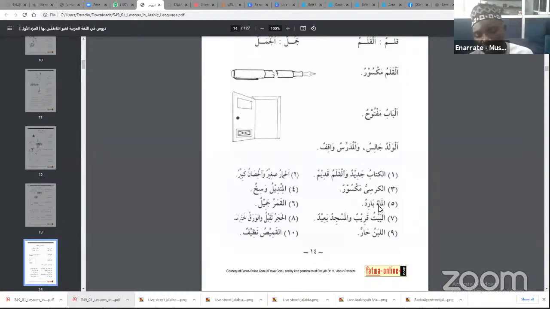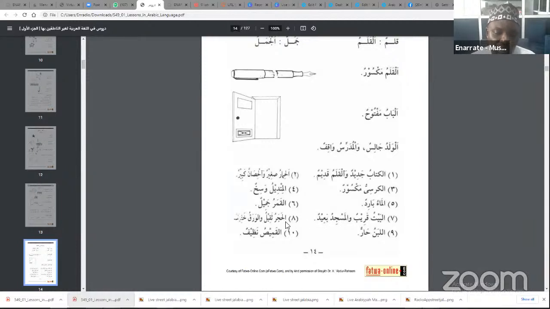Now number 5, you have al-ma'u barid. Al-ma'u barid, the water is cold. The word for cold is barid. Al-qamaru jamil, the moon is beautiful. Jamil, beautiful. You can say Abdullah Jamil, Abdullah is beautiful. Number 7, you have al-baytu qarib, the house is near. Wal masjid ba'id, and the masjid is far.